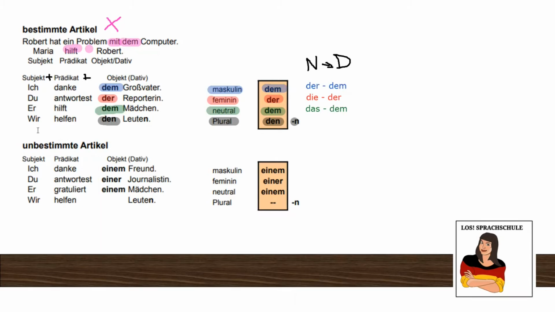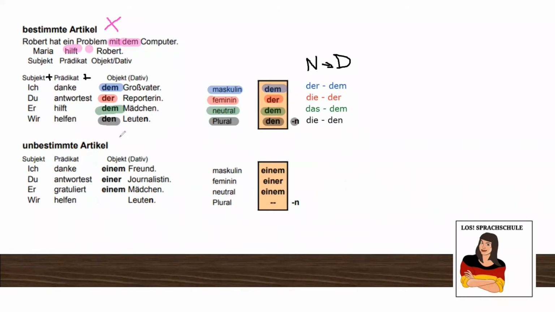And the last one, wir helfen den Leuten. We help the people. This is plural. We have to put den and we have to add the n for the plural. So this is the main part you have to learn by heart. It's not so bad, is it?